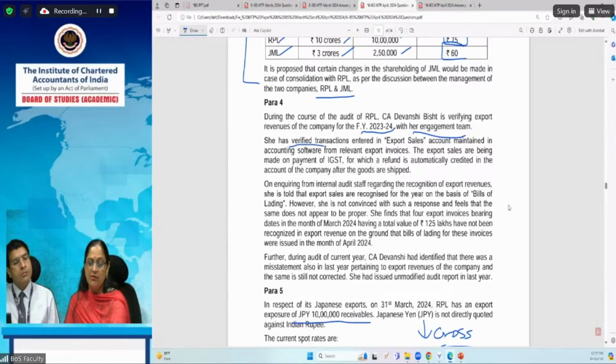So she is doing the right job. The export sales are being made on payment of IGST, for which a refund is automatically credited in the account of the company after the goods are shipped. So this is talking about procedure.